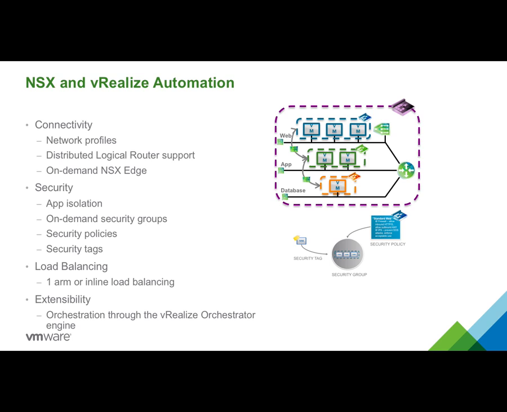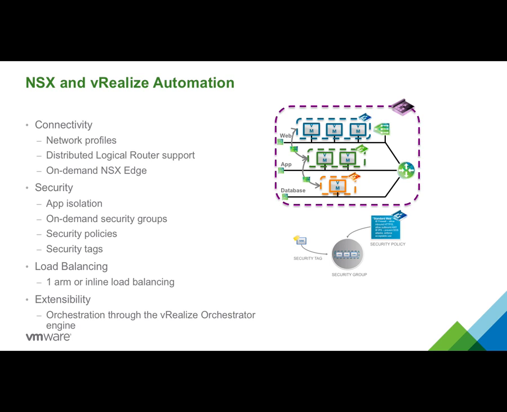VMware vRealize Automation leverages the vRealize Orchestrator engine to provide automation to NSX logical services. The out-of-the-box integration supports automating virtual machine connectivity, security, and load balancing. vRA and NSX work together to provide virtual machine connectivity through network profiles that map to pre-created or dynamically created logical switches. There's also support for connecting new logical switches to a pre-existing distributed logical router, or the DLR. The NSX Edge Services Gateway virtual machines can be dynamically deployed by vRealize Automation.